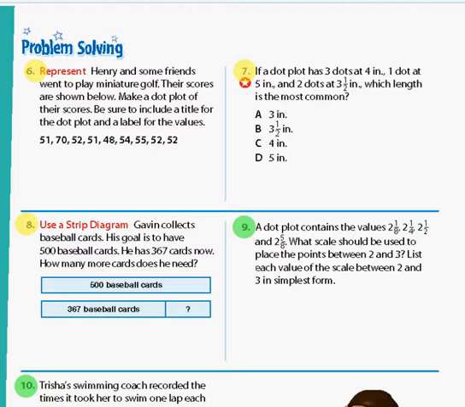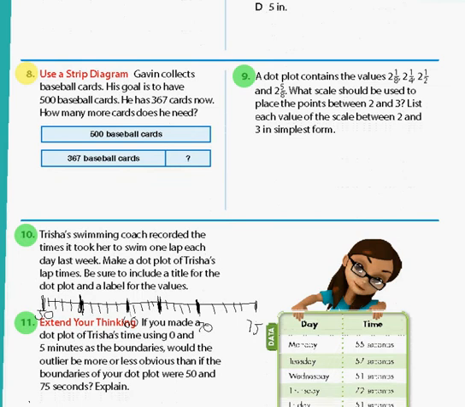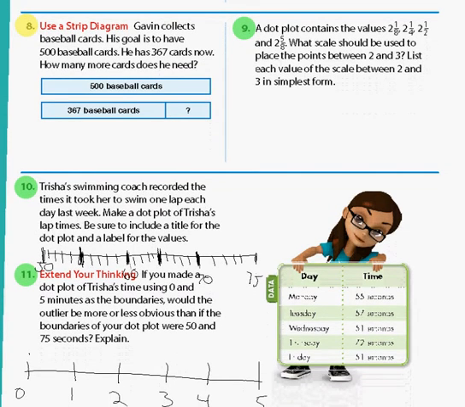Okay, question number 7. If a dot plot has 3 dots at 4 inches, 1 dot at 5 inches, and 2 dots at 3.5 inches, which length is the most common? Pick out which one would be the most common. Question number 8. Okay, use a strip diagram. Okay. Gavin collects baseball cards. His goal is to have 500 baseball cards. He has 367 cards now. How many more cards does he need? And you need to go ahead and list how many more cards he needs.